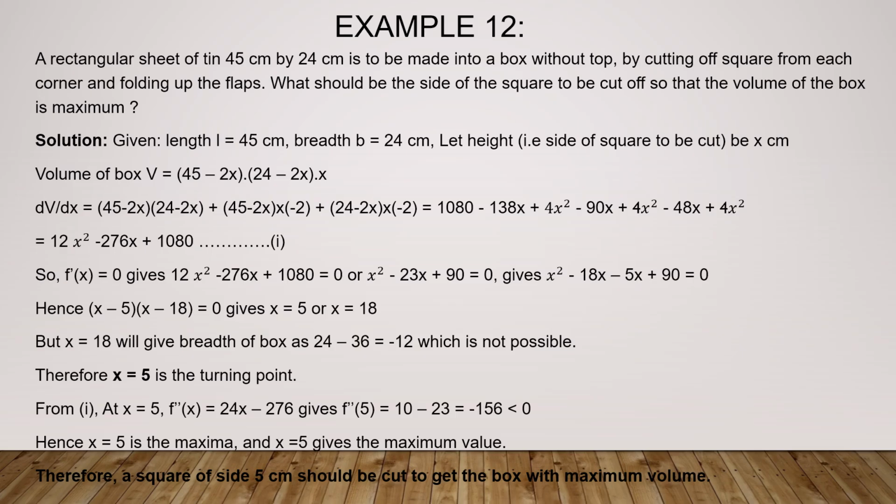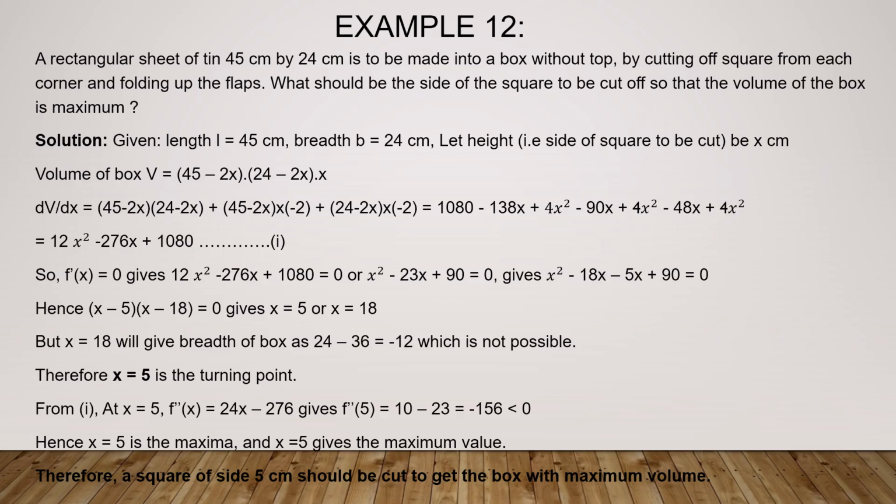Next example, a rectangular sheet of tin 45 centimeters by 24 centimeters is to be made into a box without top by cutting off a square from each corner and folding up the flaps. What should be the side of the square to be cut off so that the volume of the box is maximum? Now see, first of all, rectangular sheet, length 45, breadth 24, correct? Height, what will be that height?